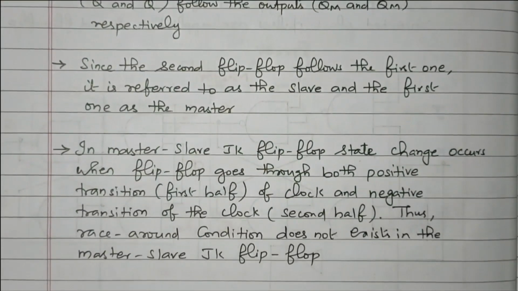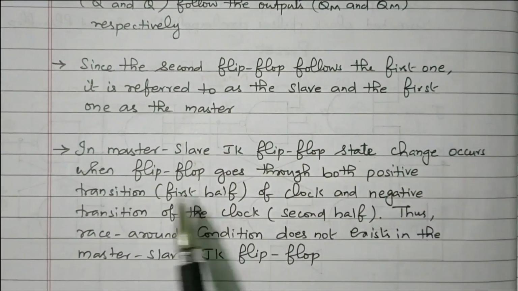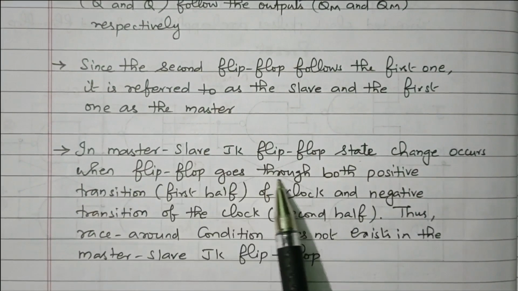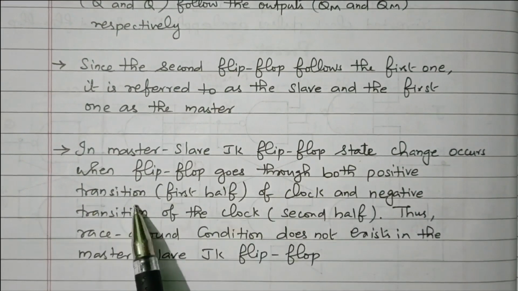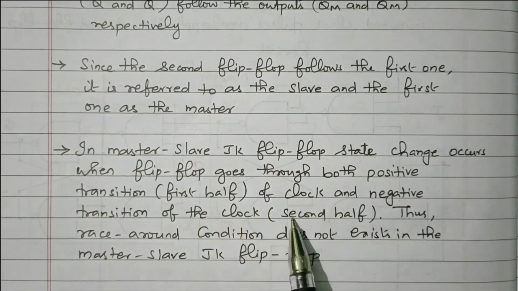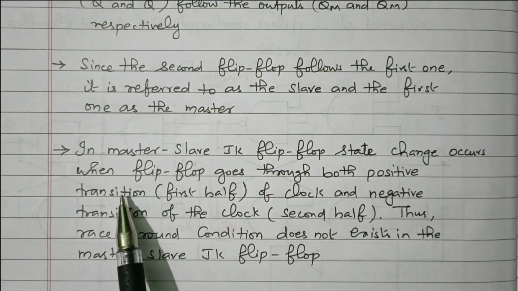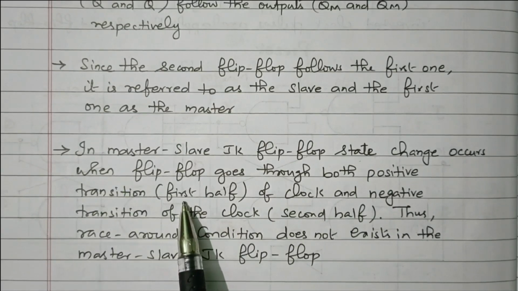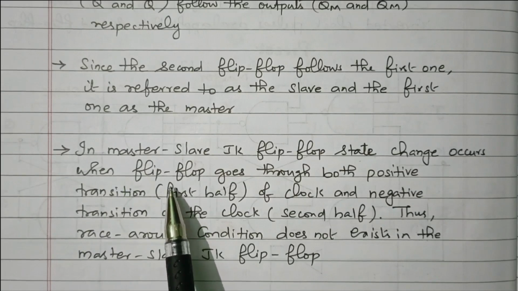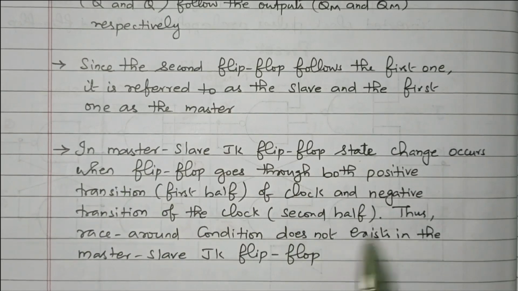In the master slave JK flip-flop, state changes occur when the flip-flop goes through both the positive transition, the first half of the clock, and the negative transition of the clock, the second half. Right? So during the positive transition, the first flip-flop will work. During the negative transition, the second flip-flop works. Thus, the race around condition does not exist in the master slave flip-flop.